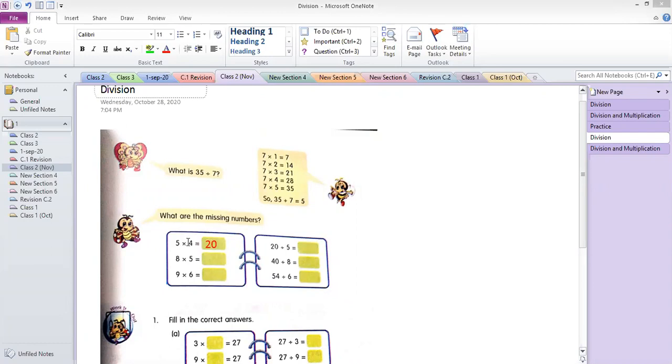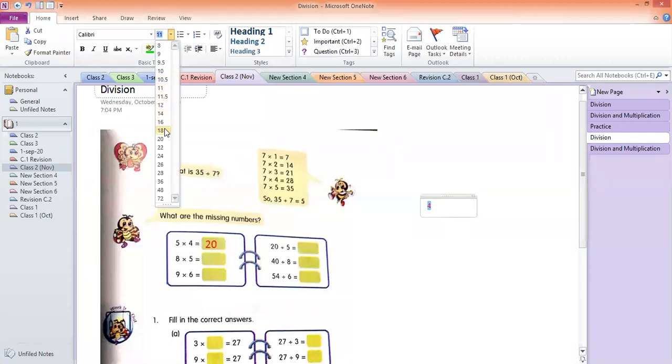Amal, if I ask you 20 divided by 4 equals to what? Then what will be your answer? 20 divided by 4 equals to 5. Very good. Because you know that you multiply 4 5 times to get 20. Okay. Thank you. So 20 divided by 5 equals to 4. Very good. So I'm going to write here 4.